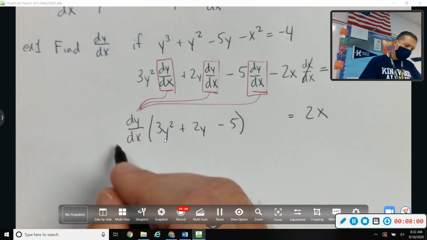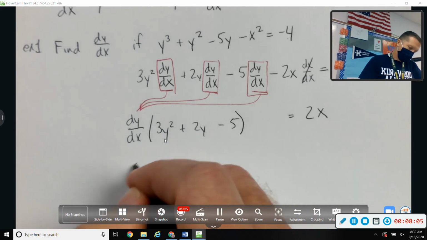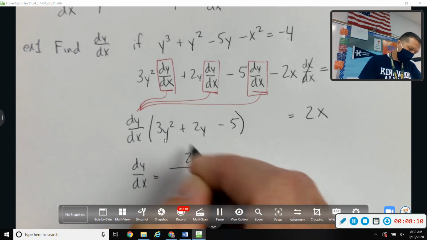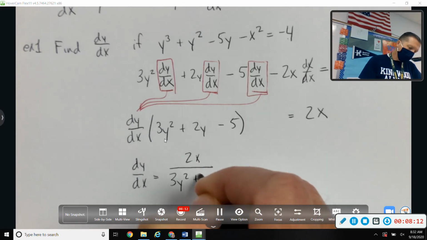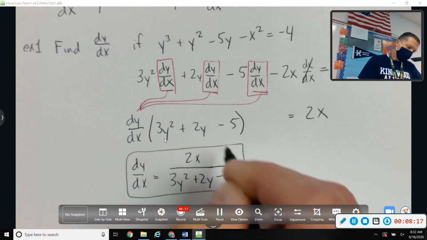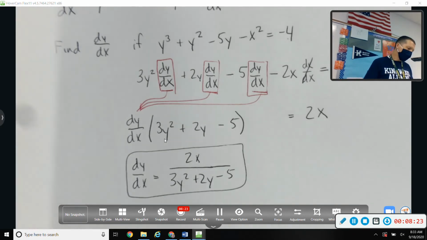I'm trying to solve for dy/dx, so let's just divide by all this junk that's attached to it. So dy/dx equals 2x over 3y squared plus 2y minus 5. So all our rules still apply, but we have to use the chain rule, and we'll have to use some algebra. Let's try another one.